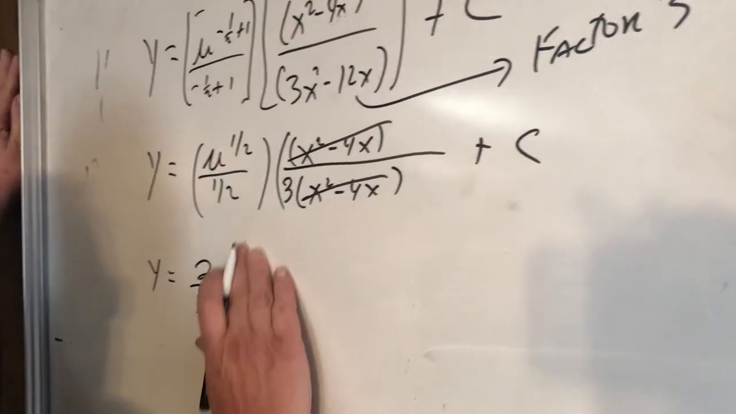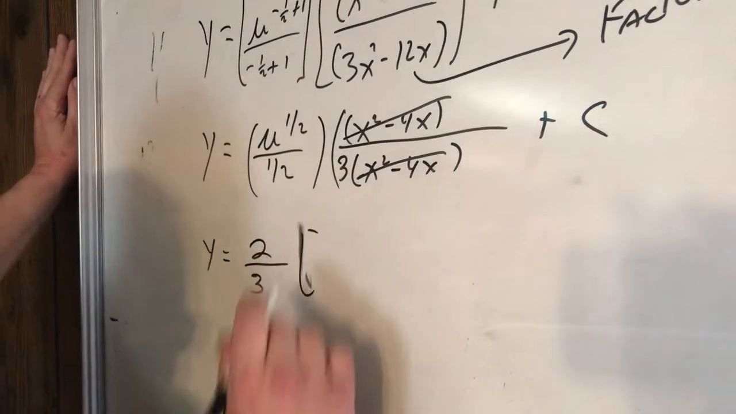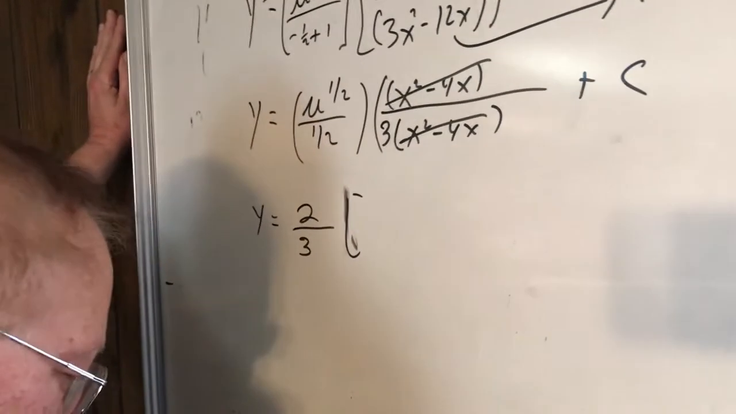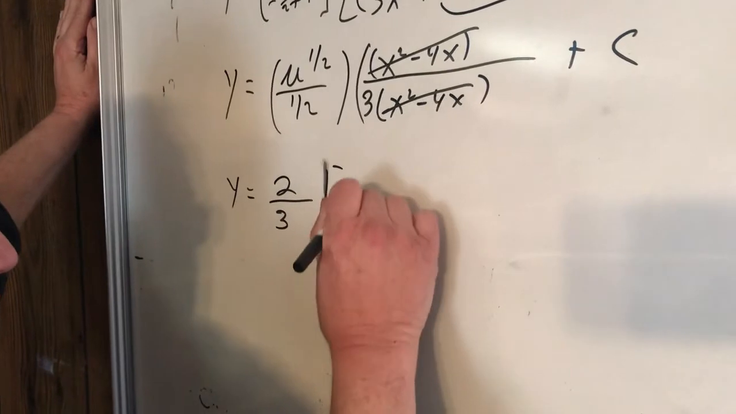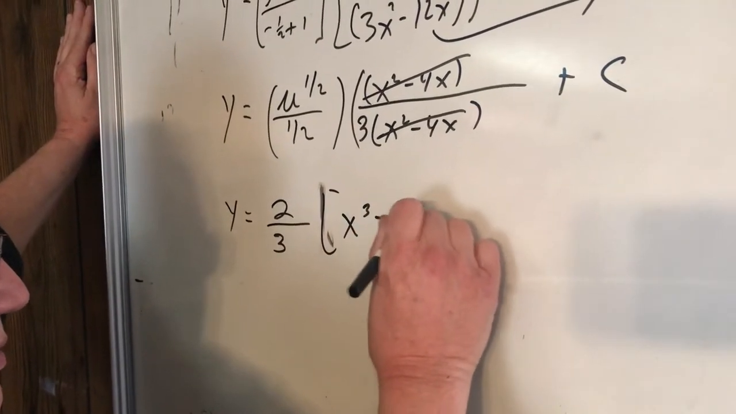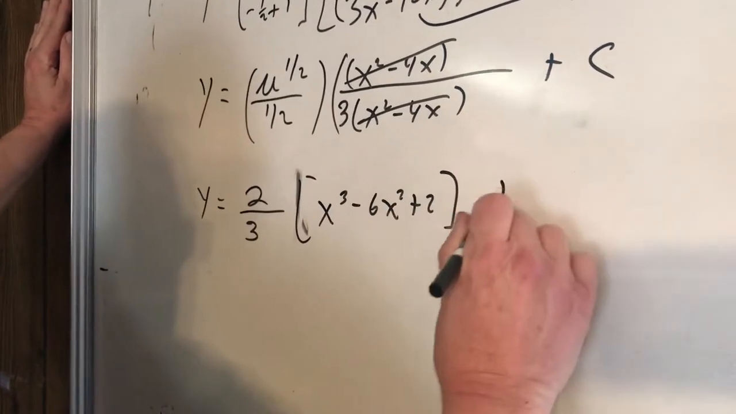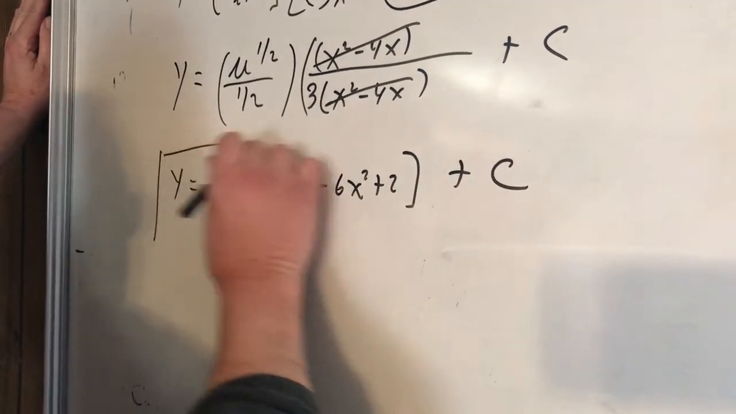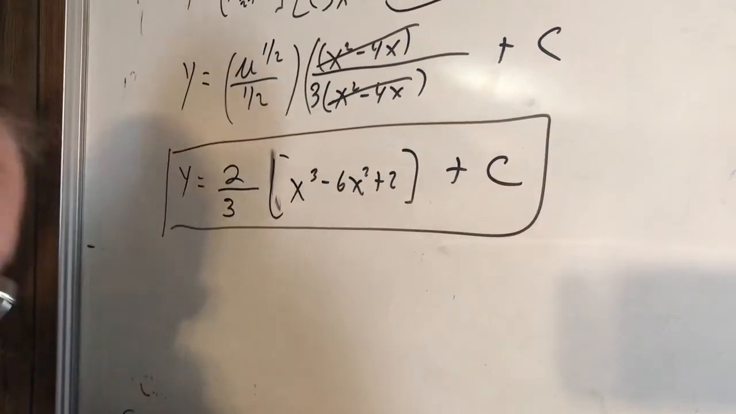Let's put the u in now. And u is equal to x third minus 6x squared plus 2. And there's our answer. Very simple.